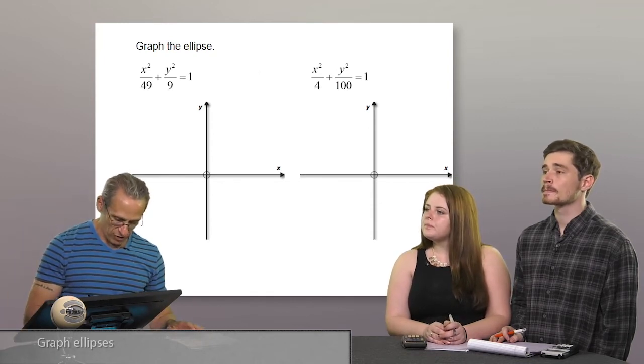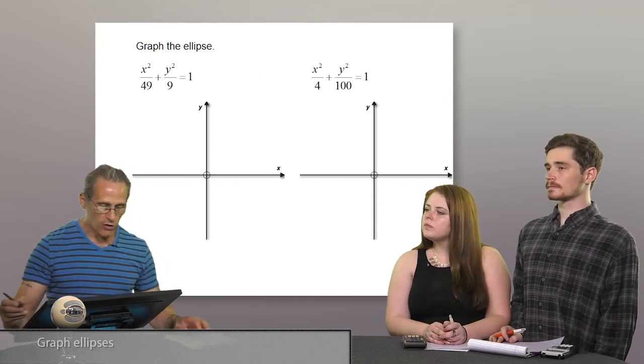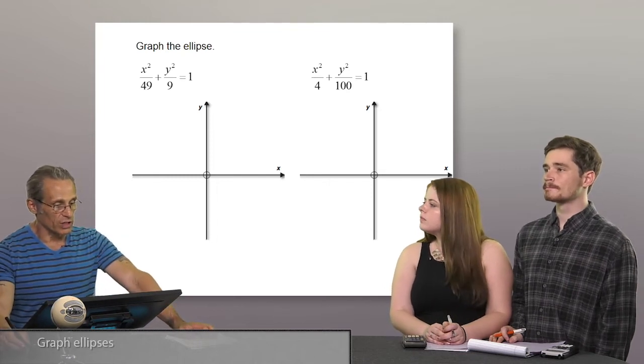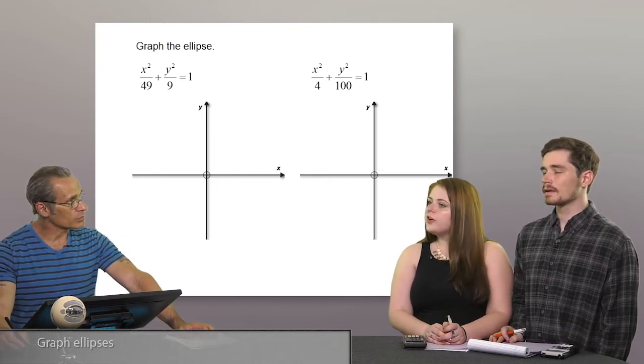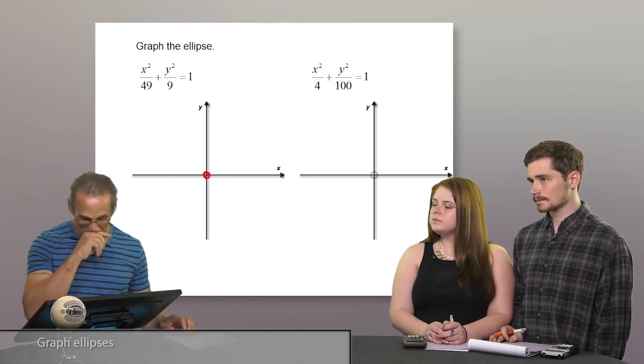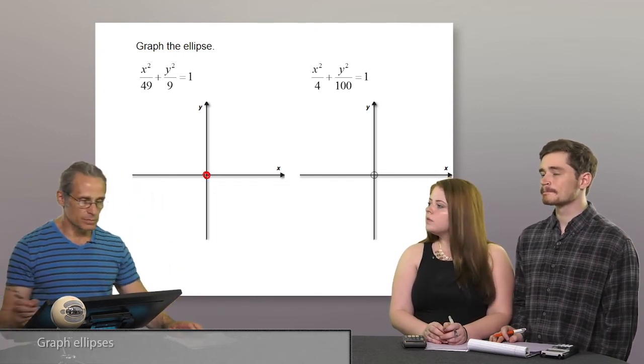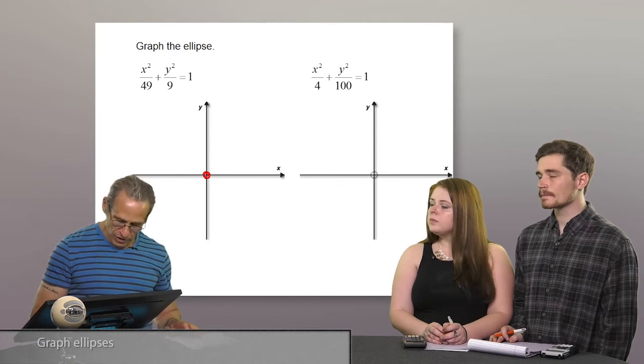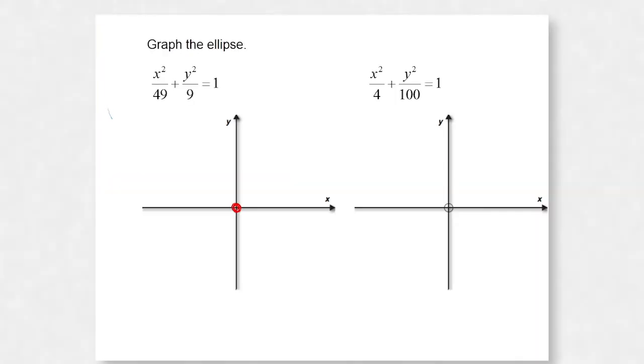Easiest question I'll ask you today is, what's the center of this particular ellipse on the left? (0, 0), the origin. How far do I stretch in the x direction? 7 units, very good. It's the square root of 49, which is 7. That tells you that you'll stretch in the x direction 7 units. You'll have (7, 0) here and (negative 7, 0) here.